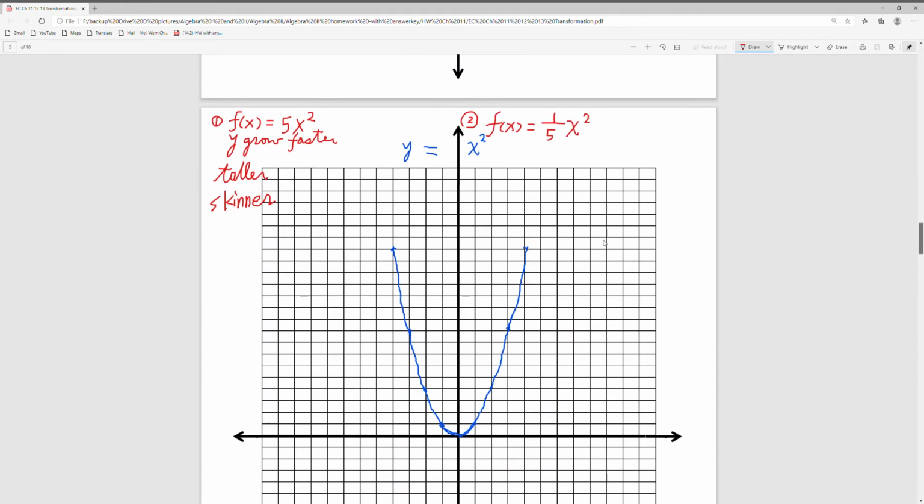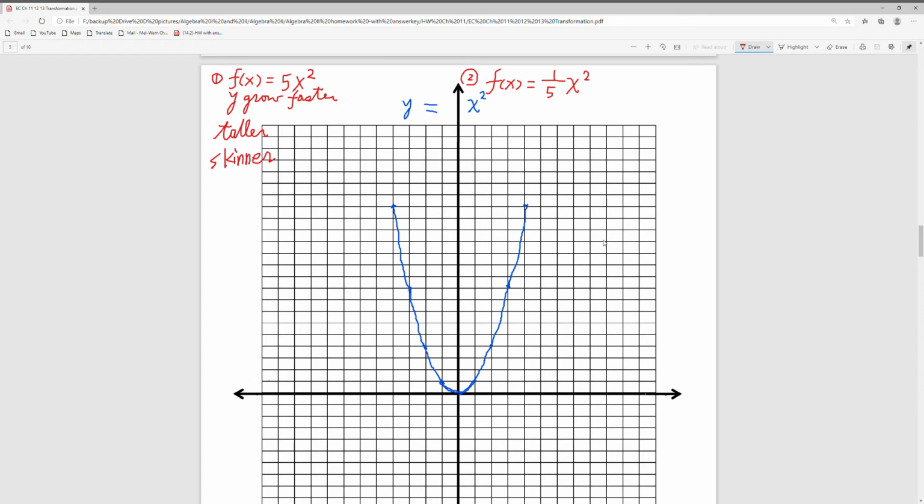So we can keep going to the next one. Now, multiply 5 or multiply 1/5. Multiply 5 means y grows faster compared to the parent graph. Grow faster means grow taller, or we say skinnier. So I expect this graph will be inside the parent's graph, skinnier, we can see. Okay, and the number 2, multiply 1/5 means you grow.